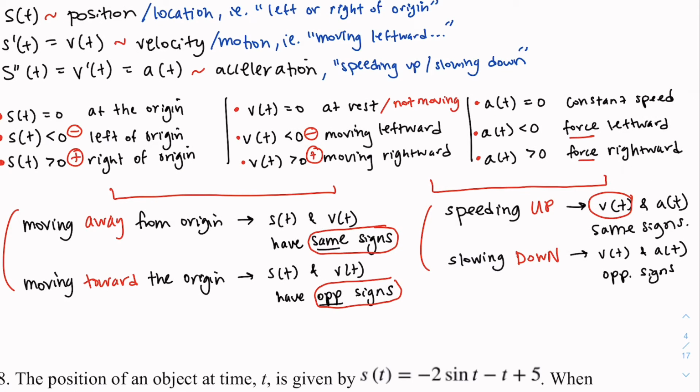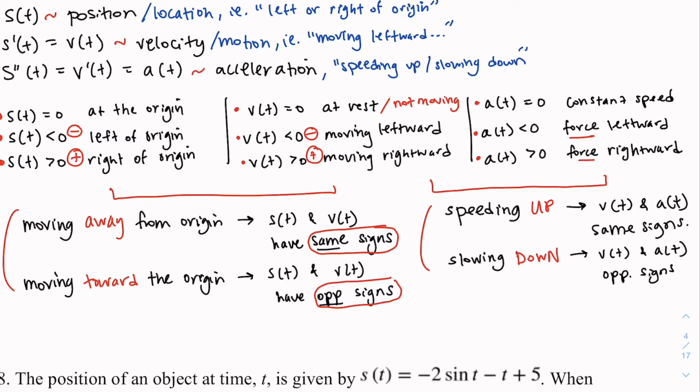Similarly, if you are moving left and then a force pushes you left, you're going to speed up in the negative direction. So speeding up means that they're going to have the same signs, both plus plus, or both minus minus. Slowing down is the other situation.